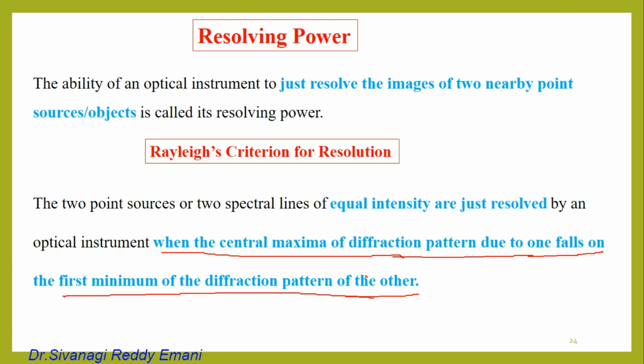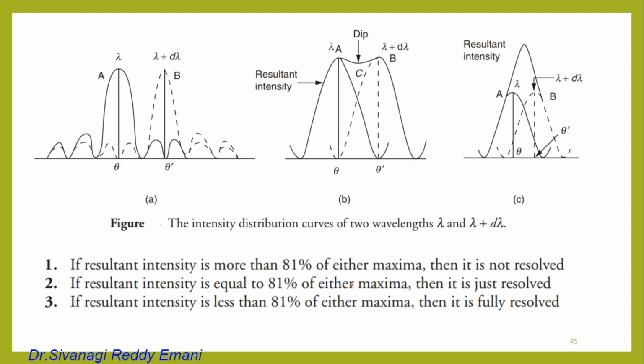If they overlap, then we can just resolve it. In order to understand that, they consider two spectral lines having wavelengths lambda and lambda plus d lambda. We can see here, this is the principal maxima. This principal maxima is overlapped with the minima of that lambda plus d lambda. This is the central theta. This is theta prime.